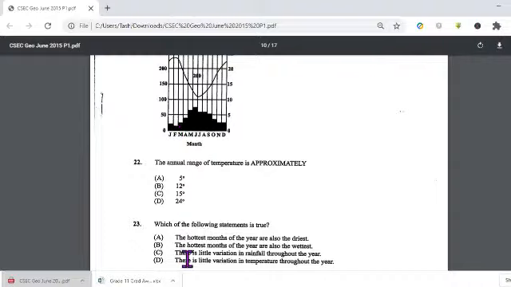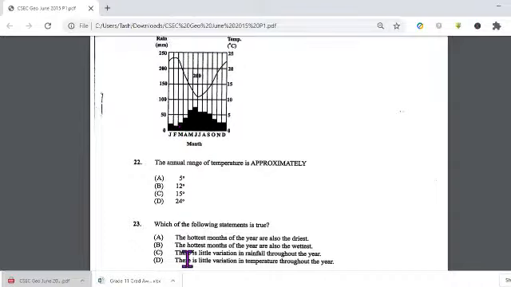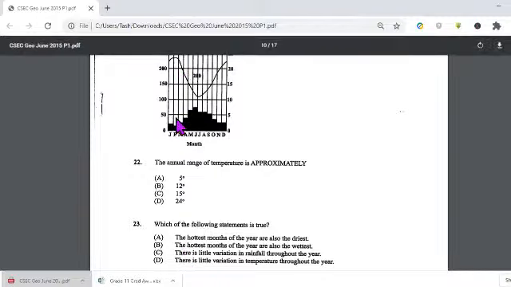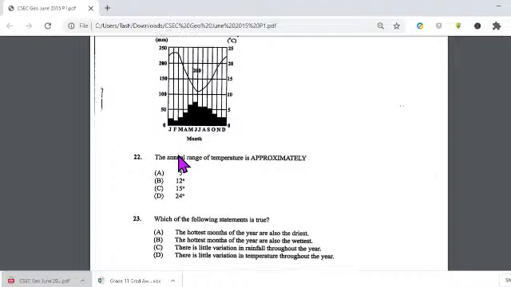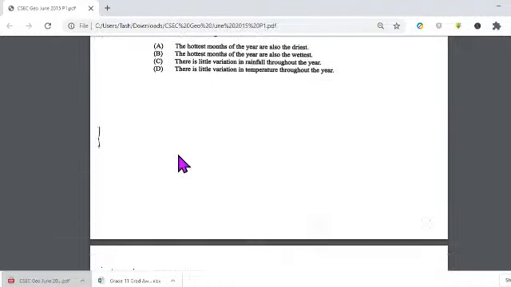B, the hottest months of the year are also the wettest. We are not seeing where the hottest months are giving us a lot of rainfall. C, there is little variation in rainfall throughout the year. We are seeing variation in rainfall. D, there's little variation in temperature throughout the year. So we are seeing variation in temperature as well. So our answer for number 23 would have been letter A. And again, everyone is getting it right. Good job, guys. Beautiful.